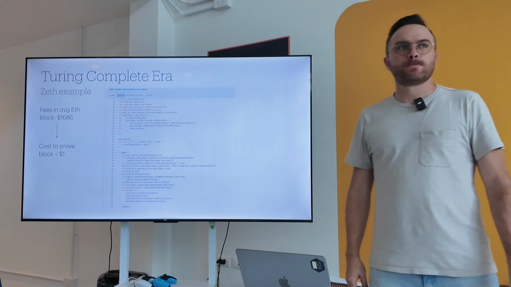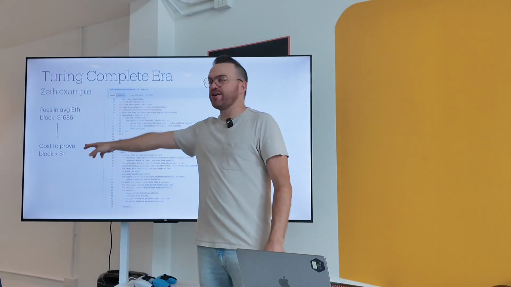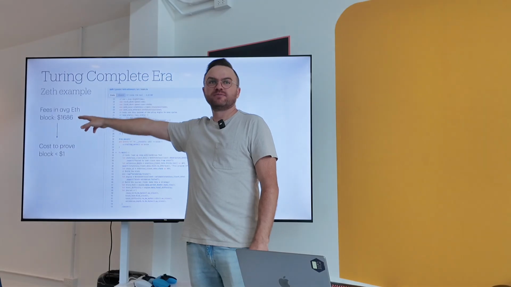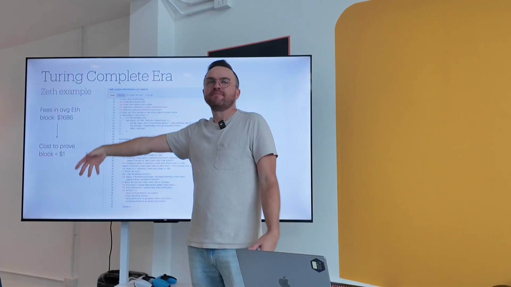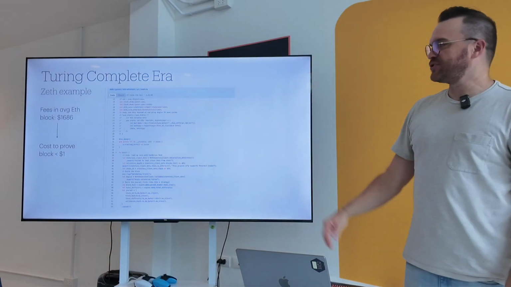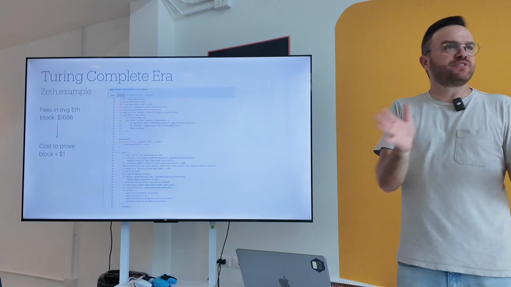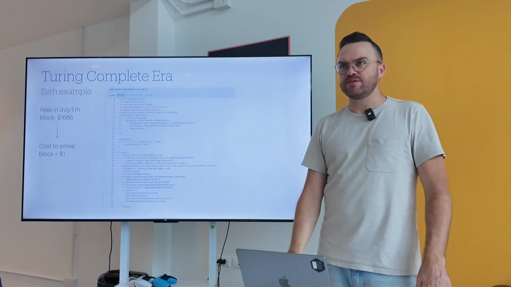How do you measure this cost? Yeah, so this is the cost to run the hardware to generate a proof of this block. Does that make sense? Such as AWS, yeah, exactly. So you would pay AWS $1 to generate a proof of that whole block. It's a good question.